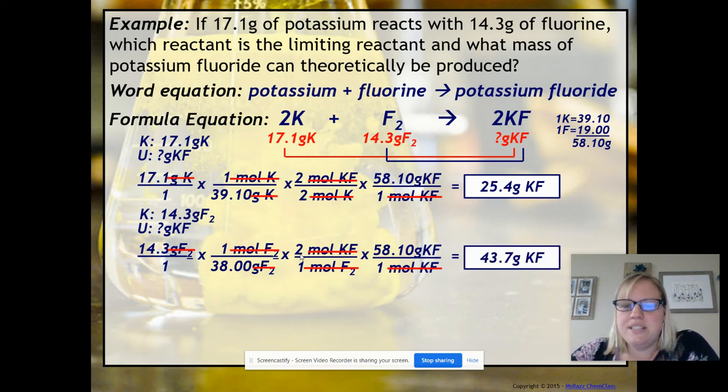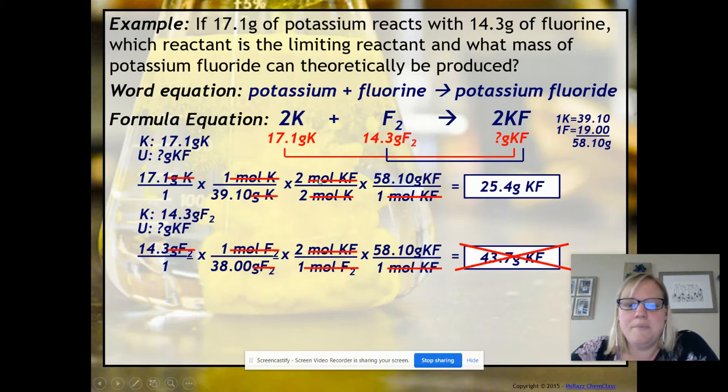All right, so you can see you have to do 2 steps. Now we look at this and we're like, all right, which amount is smaller? As you can see, 25.4 is smaller than 43.7. Therefore, the limiting reactant is going to be potassium. When we only have 17.1 grams of potassium, the most we can produce is 25.4 grams of potassium fluoride. So the limiting reactant is potassium for this problem.